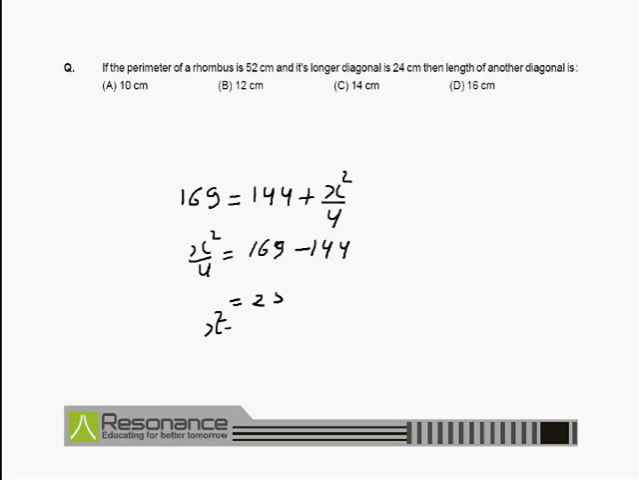So X square equals 25 into 4, which equals 100. So X equals 10. That is the other diagonal, D2 equals X equals 10. So the length of the other diagonal is 10 centimeter. So option A is correct. Now we move to the next question.